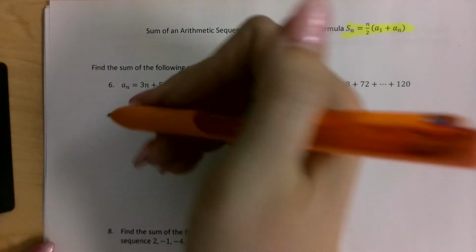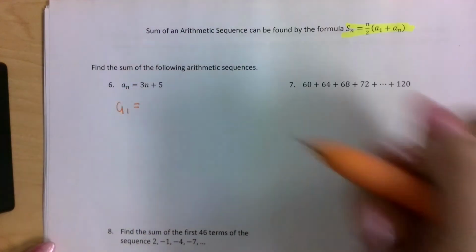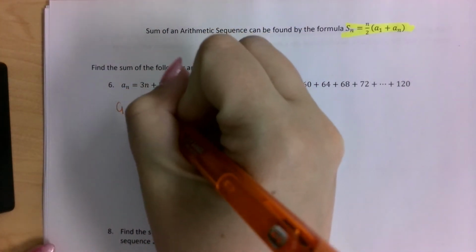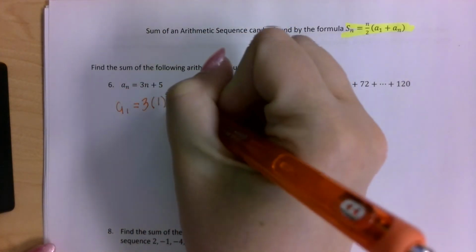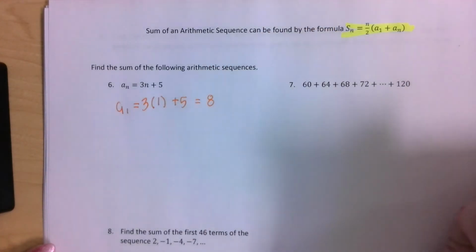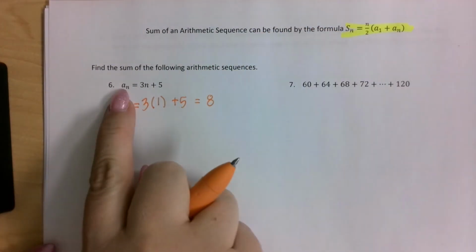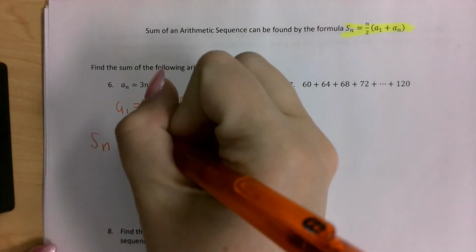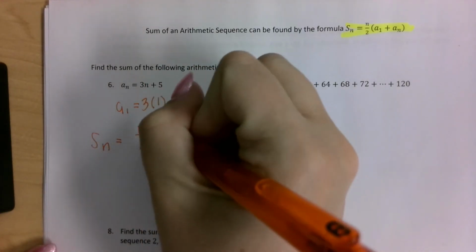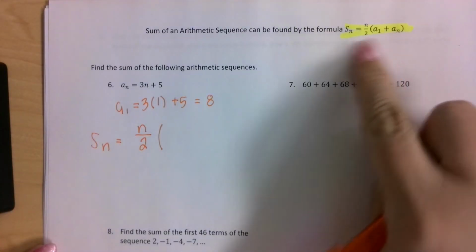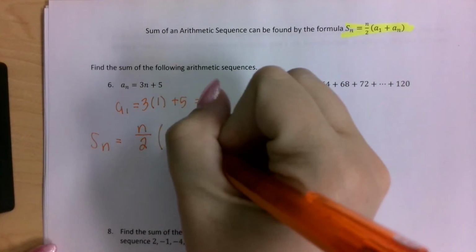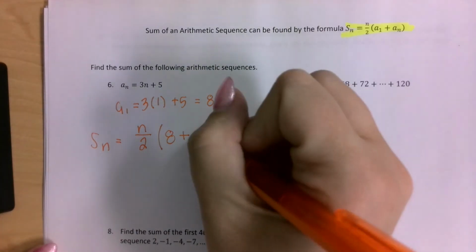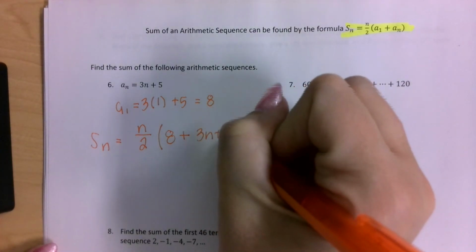A sub 1 I don't know, so let's start by finding A sub 1. A sub 1 would be 3 times 1 plus 5, which would give me 8. And then A sub n is this guy right here. So our sum formula is going to be n divided by 2 times our first term, which is 8, plus A sub n, which is 3n plus 5.